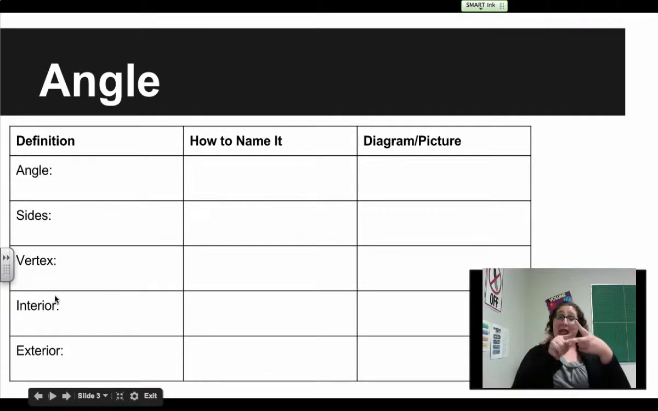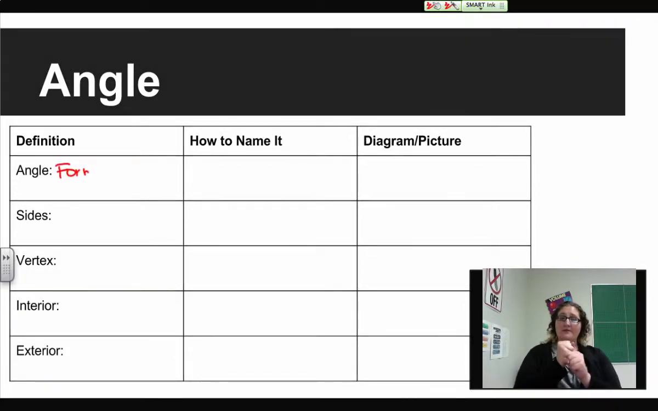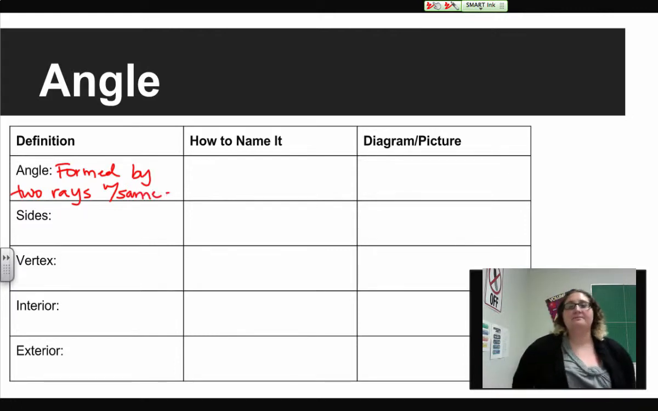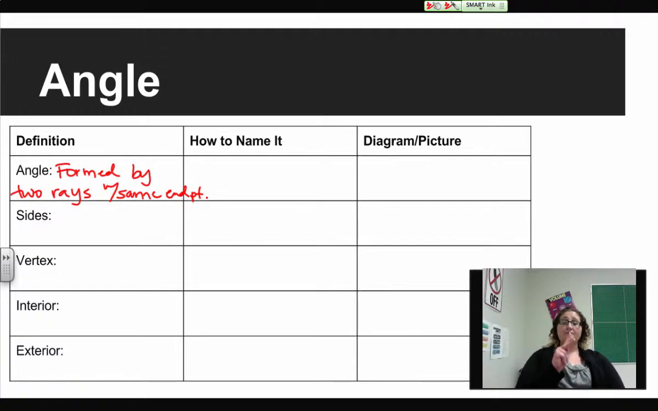An angle is formed by two rays with the same endpoint. Okay. How to name it?